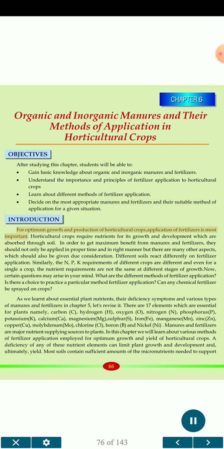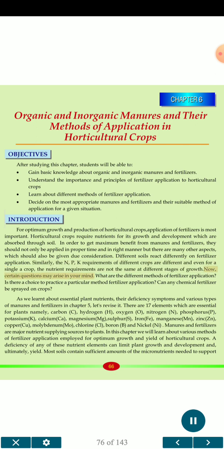Introduction. For optimum growth and production of horticultural crops, application of fertilizer is most important. Horticultural crops require nutrients for their growth and development which are absorbed through soil. In order to get maximum benefit from manures and fertilizer, they should not only be applied in proper time and in the right manner, but there are many other aspects which should also be given due consideration. Different soils react differently to fertilizer application. Similarly, the N, P, K requirements of different crops are different, and even for a single crop, the nutrient requirements are not the same at different stages of growth.